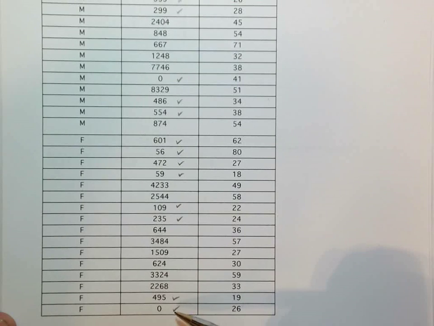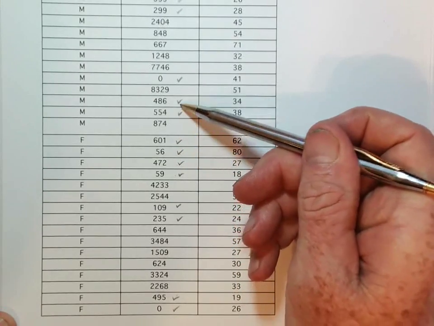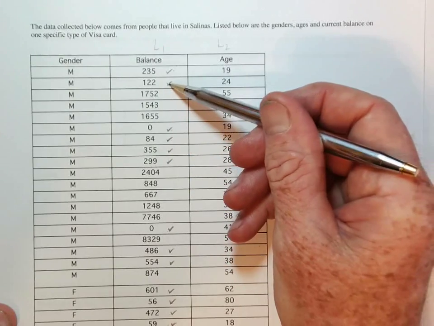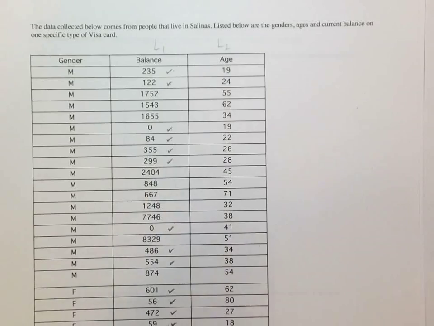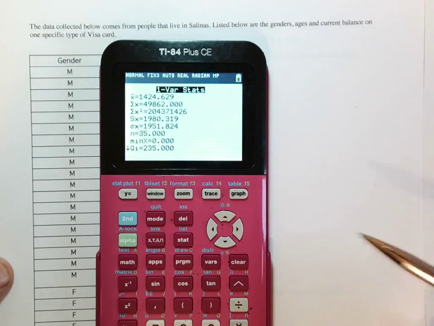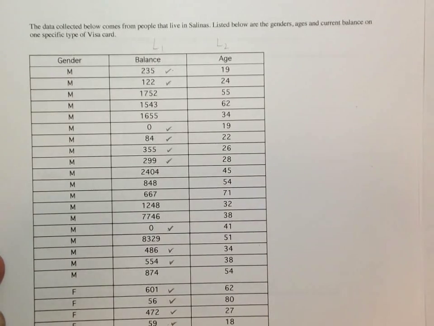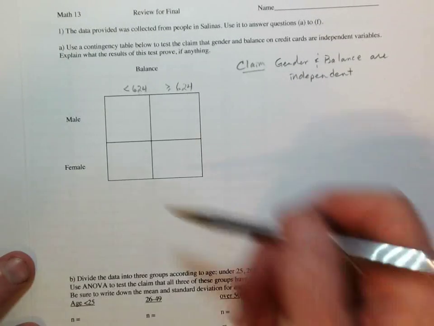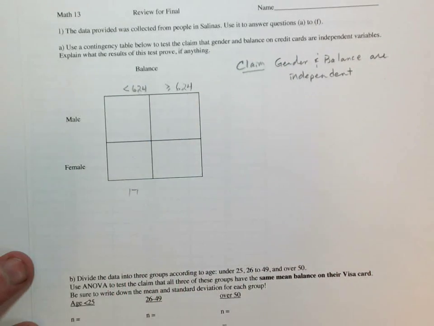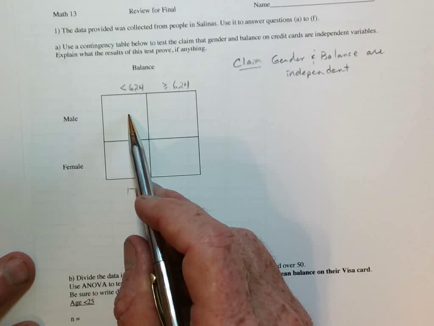So in total, there are 1, 2, 3, 4, 5, 6, 7, 8, 9, 10, 11, 12, 13, 14, 15, 16, 17 people. And if I just look at this again, there's 35 people total and 17 of them have less than 624. So that's pretty much half. Now that means that when I add up this square and this square, it's going to be a grand total of 17 people.